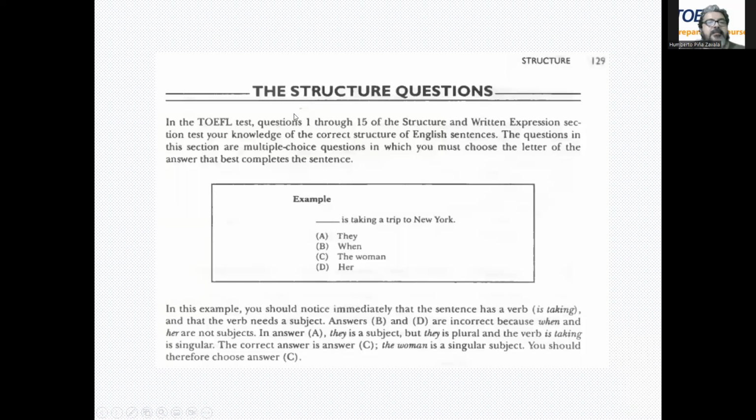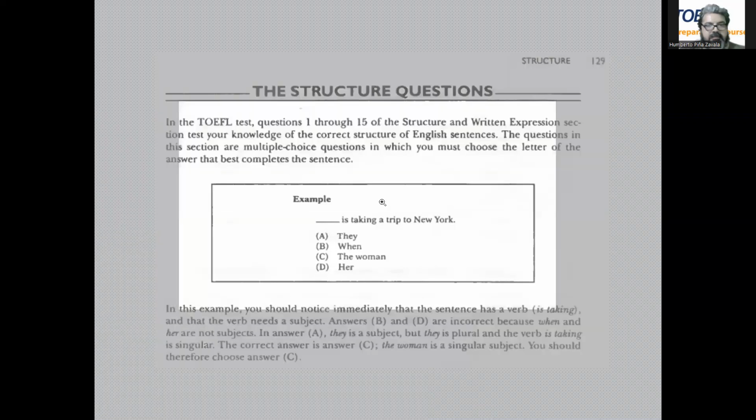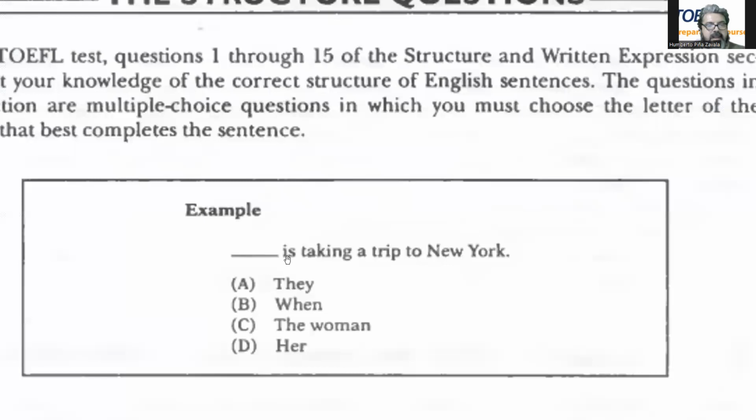Okay. So in the structure questions, TOEFL questions 1 to 15, the structure and written expression section tests your knowledge of the correct structure of each sentence. The questions in this section are multiple choice, and you will choose the letter of the answer that best completes the sentence. For example, here it says, blank is taking a trip to New York. So we have a verb, is taking a trip. What I need is a subject that will match this verb.